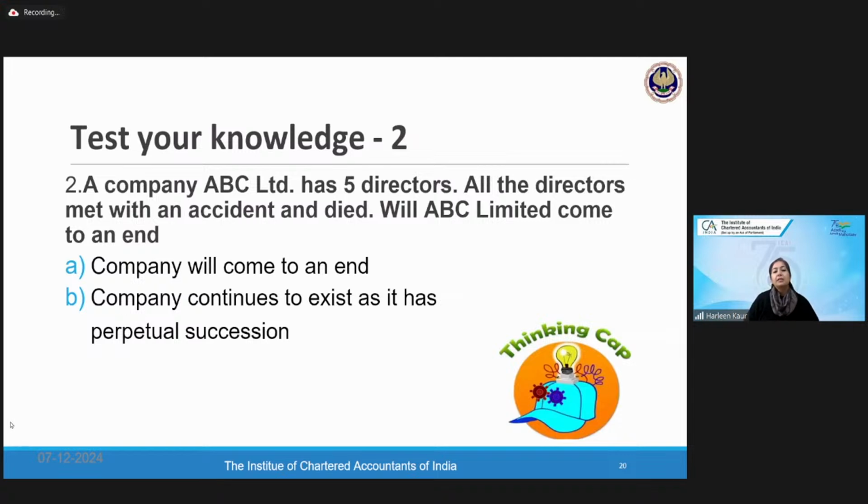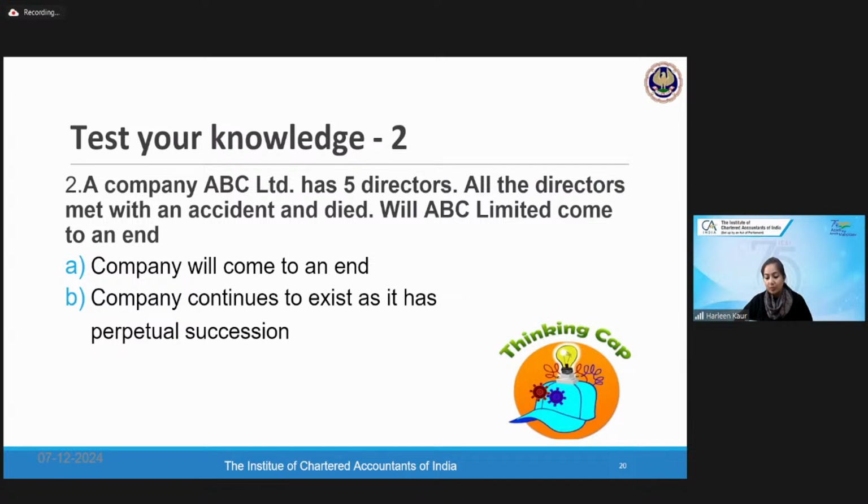A company ABC Limited has 5 directors. All the directors met with an accident and died. Will ABC Limited come to an end? Yes, the company will come to an end. Or the company continues to exist as it has a perpetual succession. So question number 2, A or B, what is the correct option?